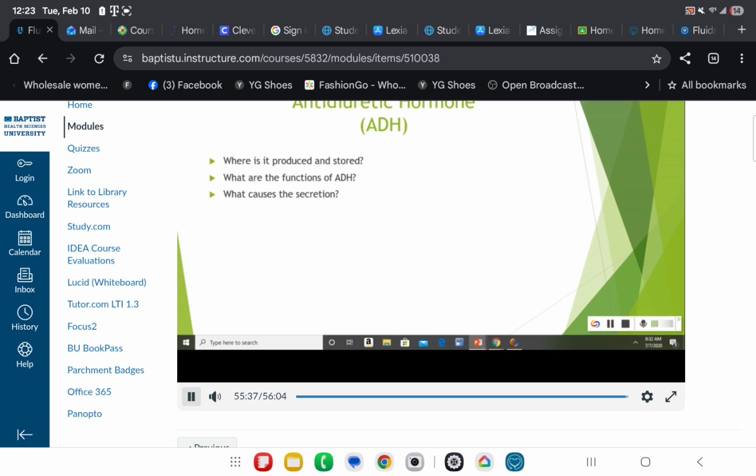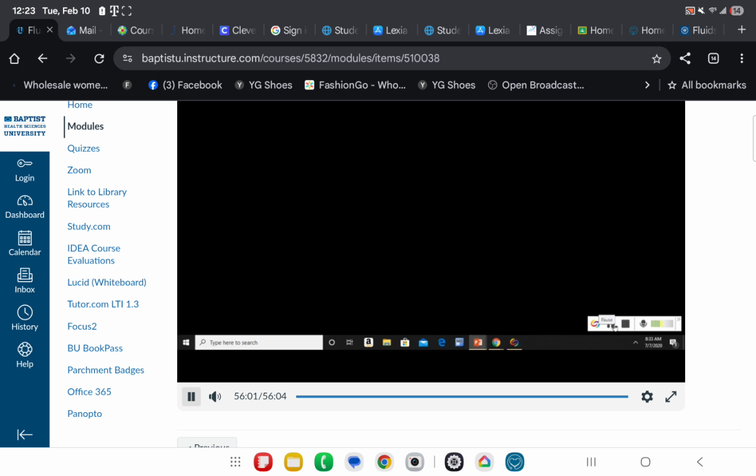Other things that can stimulate or inhibit ADH: one is nicotine. Nicotine causes increased secretion of ADH. And alcohol inhibits the secretion of ADH. And that's going to end this part.